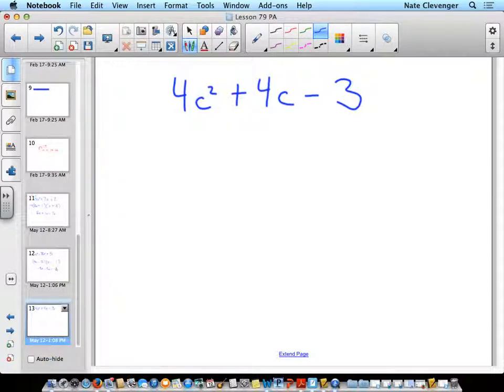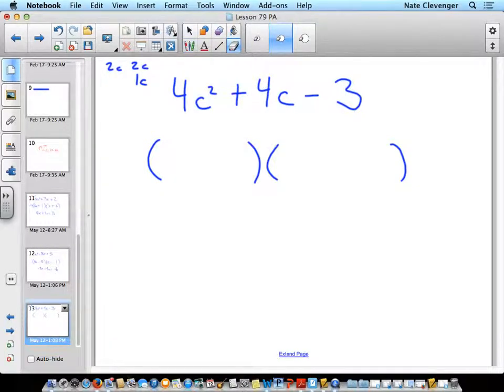Can't you have 2c, 2c, and 3 and 1? There's different combinations we could have on this one. Yes, Zach. Our possibilities for these factors would be 2c and 2c, or 4c and 1c. And then for 3, we still only have one pair, which would be 3 and 1.